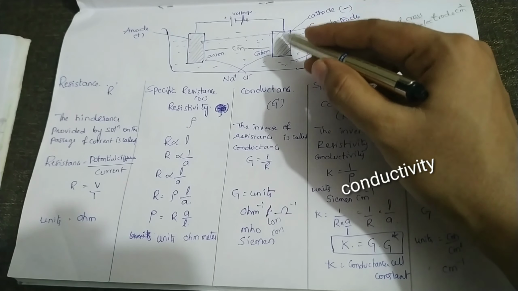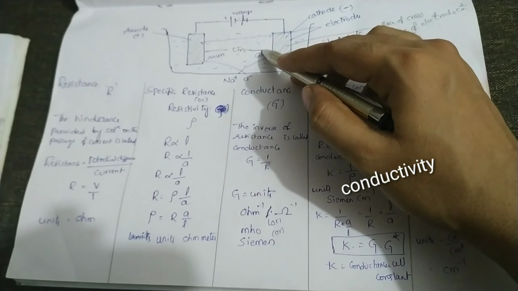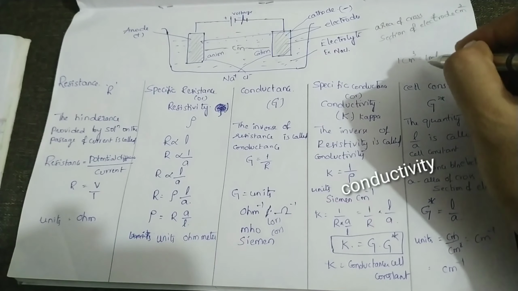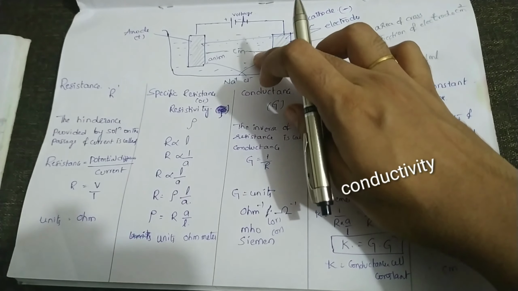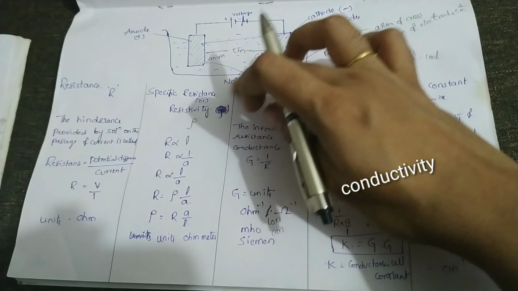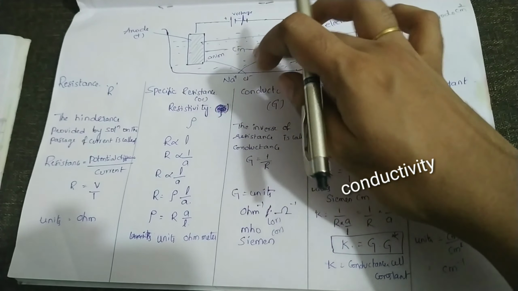We will define conductivity. Electrode area is 1 centimeter square and length is 1 centimeter. So the total volume is 1 centimeter cube. 1 centimeter cube is equal to 1 ml. So the conductance of 1 ml of solution is called conductivity. As the concentration of ions increases, conductivity also increases.